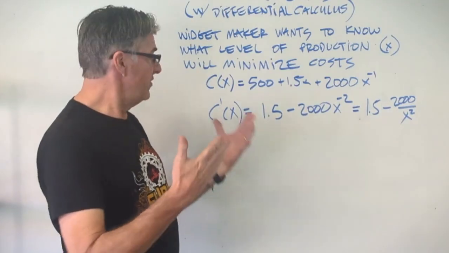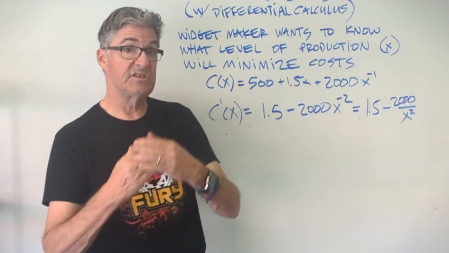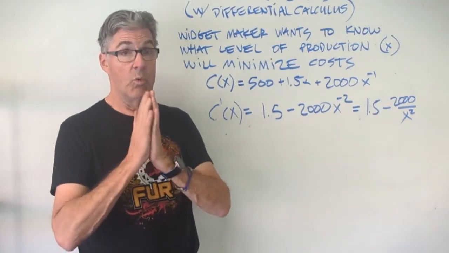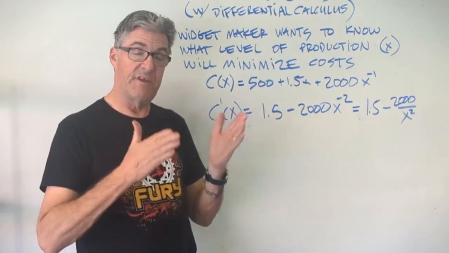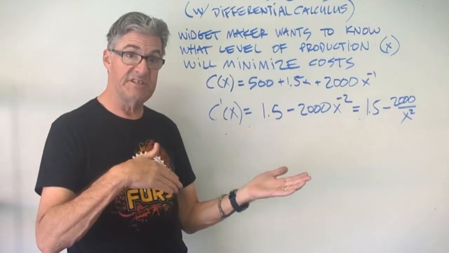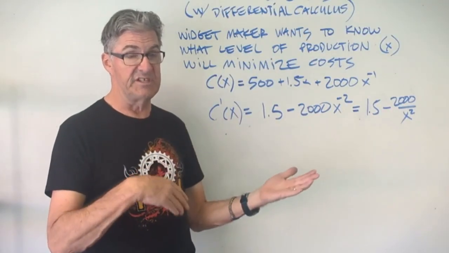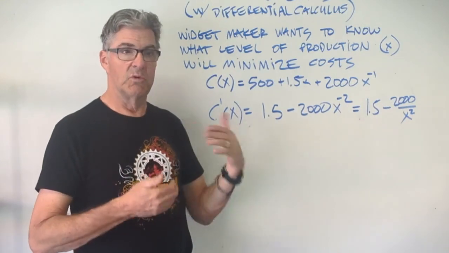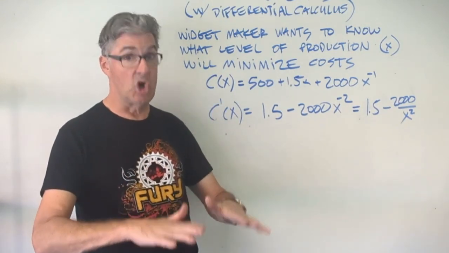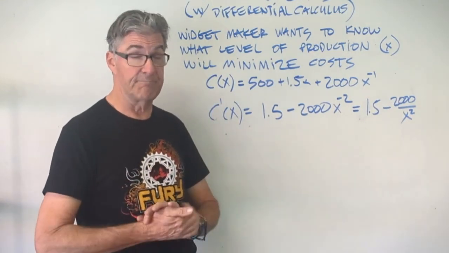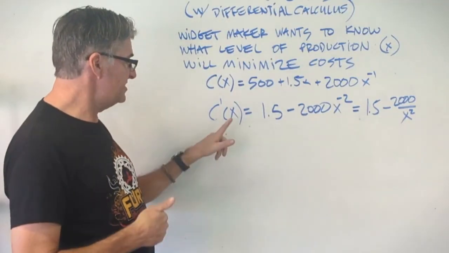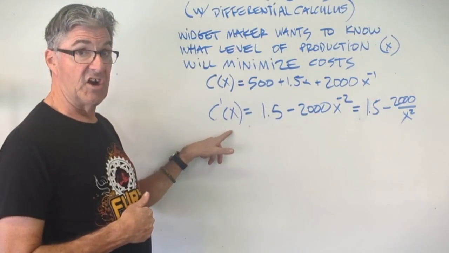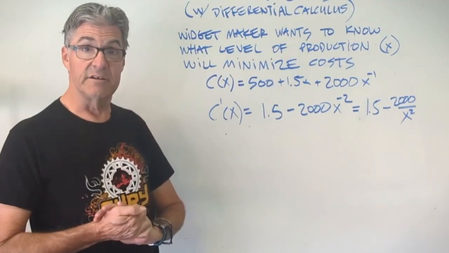Okay, so the derivative function gives us the slope of the tangent line. We want a tangent line where the slope is 0 because that's when the function goes from increasing to decreasing or decreasing to increasing. That's where we have a minimum or a maximum. So in our case, we're looking for a minimum because we want minimum cost. That's the overall prompt in this problem. So we're going to have to set the derivative function equal to 0 and solve for x. So go ahead and do that and come back.